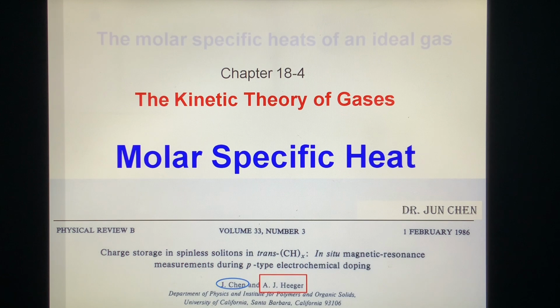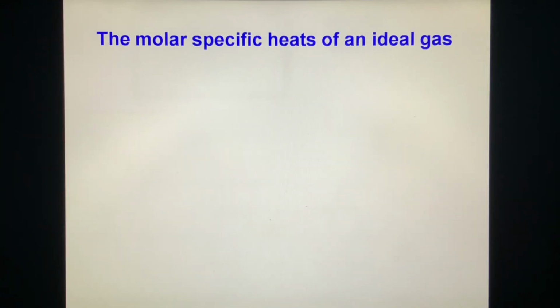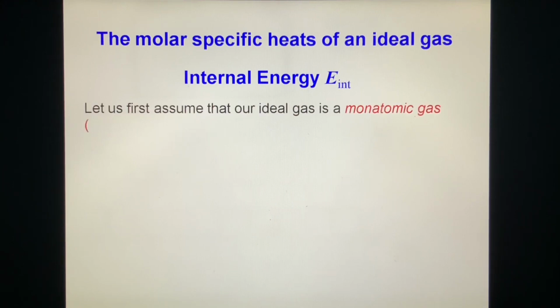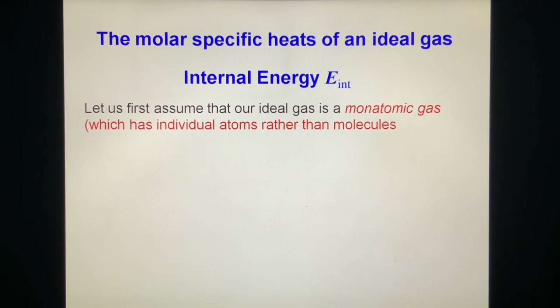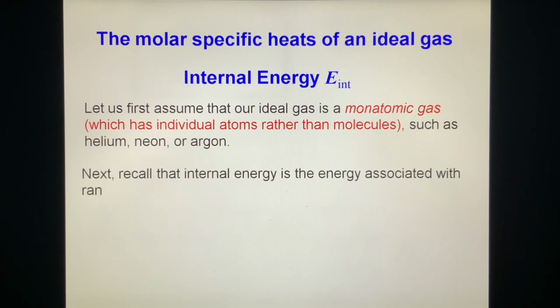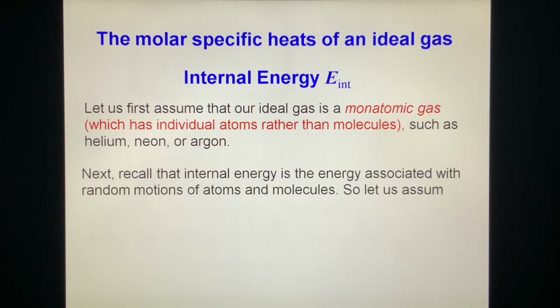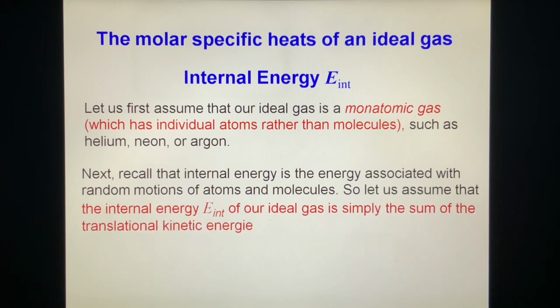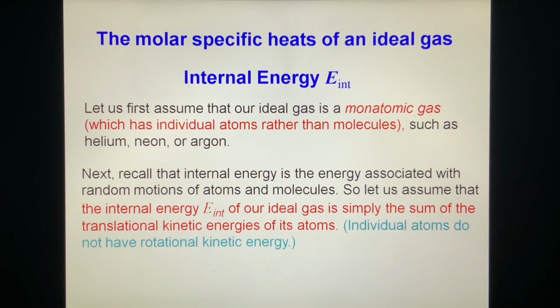Molar specific heat. The molar specific heat of an ideal gas. Internal energy, E internal. Let's first assume that our ideal gas is a monoatomic gas, which has individual atoms rather than molecules, such as helium, neon, or argon. Next, recall that internal energy is the energy associated with random motion of atoms and molecules. So let us assume that the internal energy, E internal, of our ideal gas is simply the sum of the translational kinetic energy of its atoms. Individual atoms do not have rotational kinetic energy and no potential energy is involved because the distance between them is pretty far away.